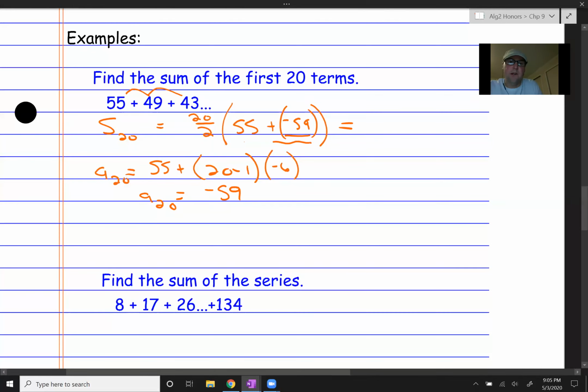Inside of here, I want to work this out first. 55 plus negative 59, so it's negative 4. We're going to take half of that. So I get 10 times negative 4, so negative 40. That means if I take the sum of the first 20 terms, I will end up with the number negative 40.